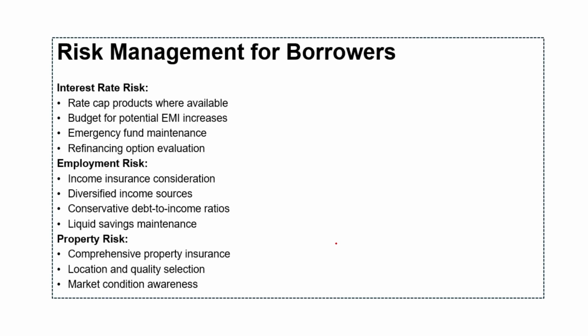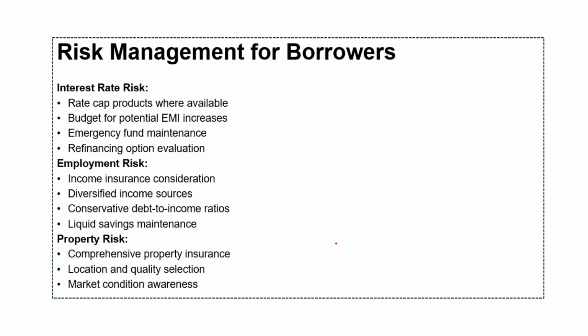Then risk management for borrowers. Rate cap products are available, they should go for that. Interest rate risk gets controlled. Budget for potential EMI increases, they should keep that in mind, especially if they are going for flexible products. Emergency fund maintenance: when they are taking such huge loans, they should also be protected with emergency funds. So in case of any emergency in their own life, they should have funds so that they don't lose their homes. And refinancing options should also always be evaluated.